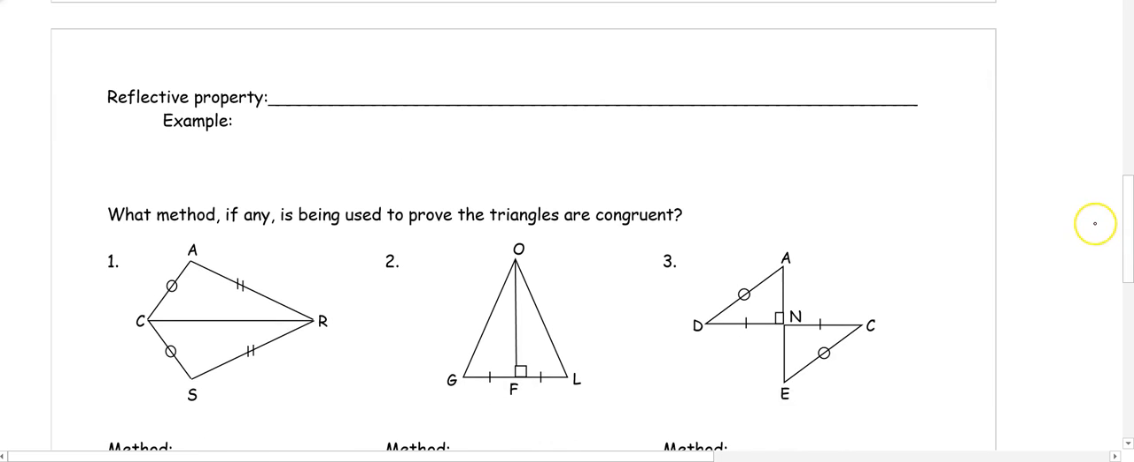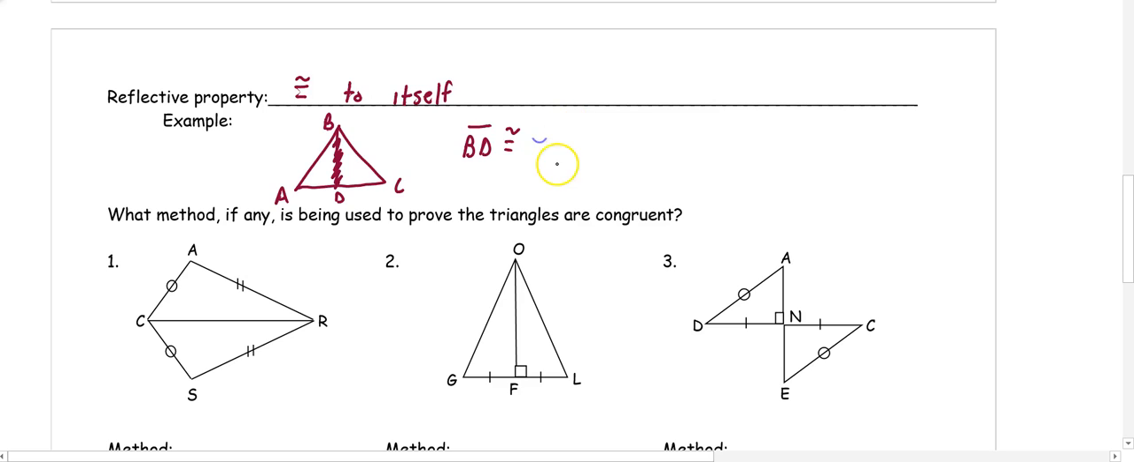One last important thing to know is the reflexive property. So a reflexive property means that something is congruent to itself. So this happens when there's a shared side. So for example, in this picture, if I have A, B, C, and D, we could say that that shared middle side, BD, is congruent to itself, which will help us with proofs and will help us determine methods for when triangles are congruent.